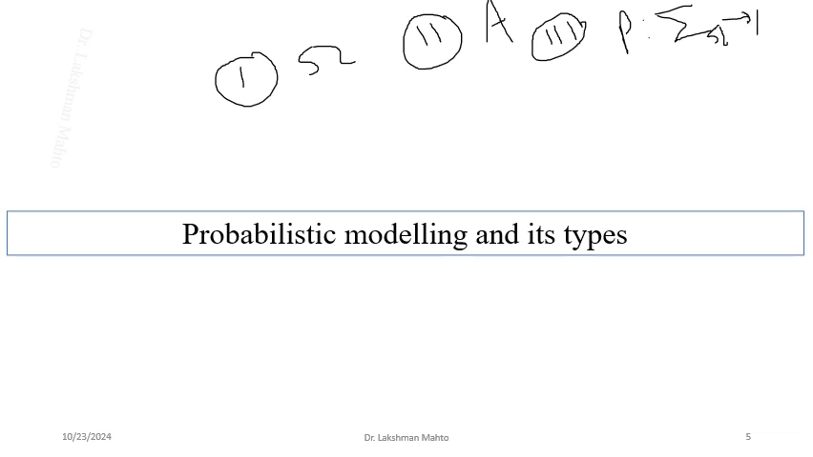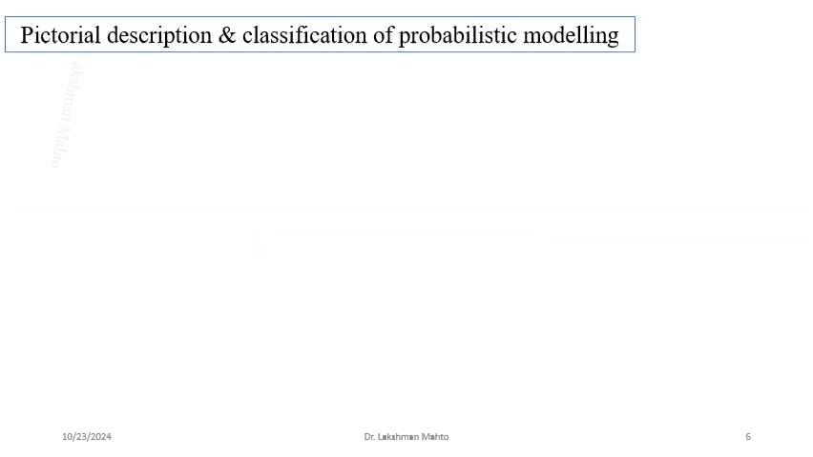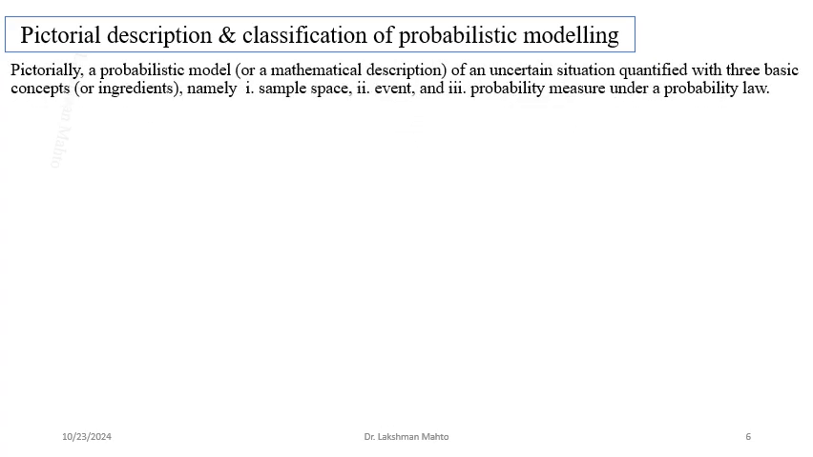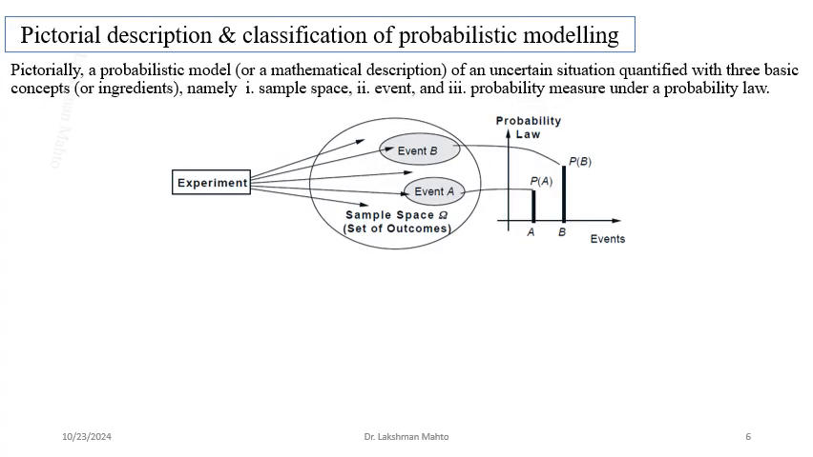If omega is discrete, then the corresponding probabilistic modeling we will call a discrete probabilistic modeling, and if omega is continuous, then you will call it a continuous probabilistic modeling. So a continuous function, everyone might be aware of that, but here I am talking about continuous sets and discrete sets.